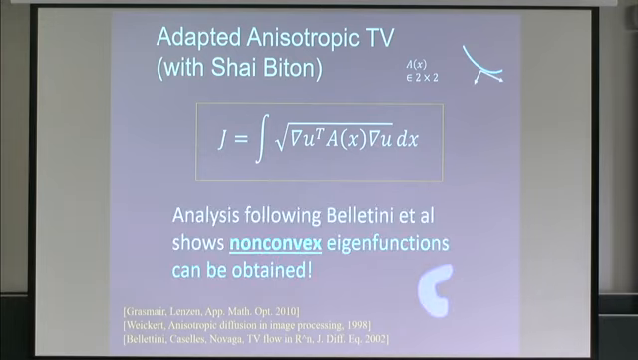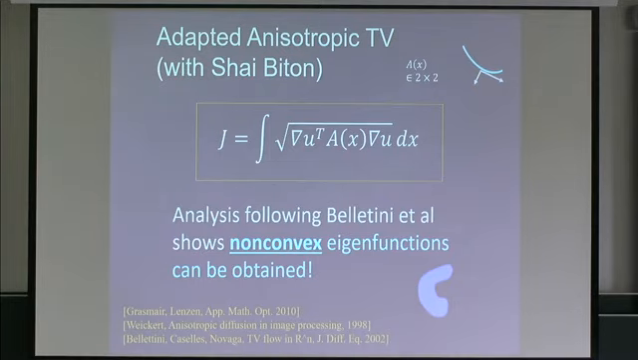But here, perpendicular to the level set, we give it a smaller number, basically, so it has less TV there. So what happens is we analyze very, very deeply. This is quite hard work of Shai Biton. We are in the middle there, but it appears that we can have non-convex eigenfunctions for this flavor of TV, which look like this.